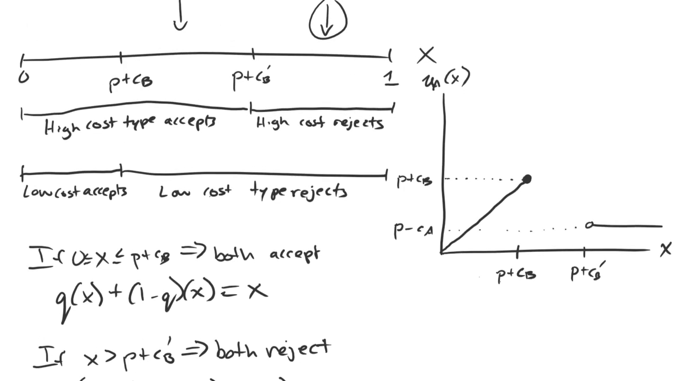So that leaves us with just a single possibility left. We know that this is still in the running, P plus CB. The other set of possibilities is everything else in this middle region here, where we have now the high cost type accepting and the low cost type rejecting. So let's work through what the utility function for that looks like.